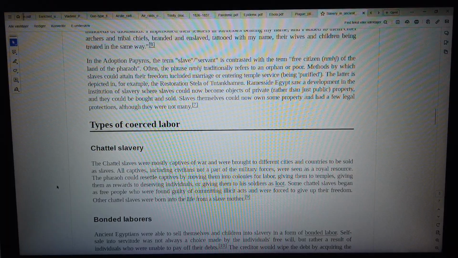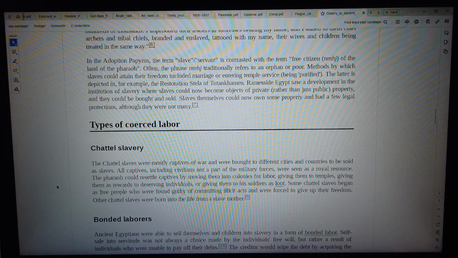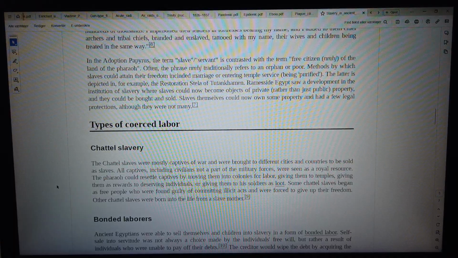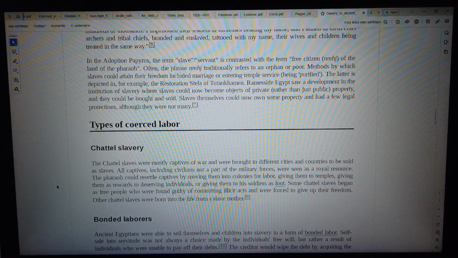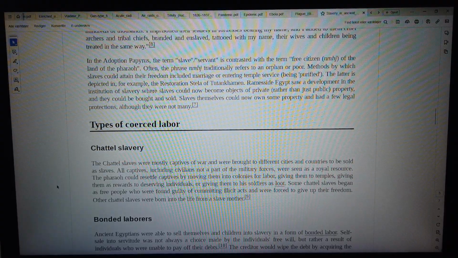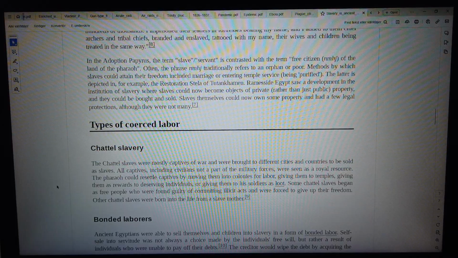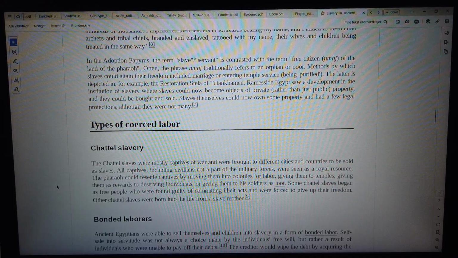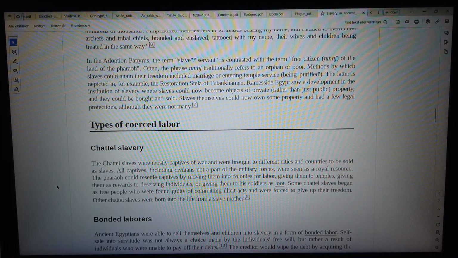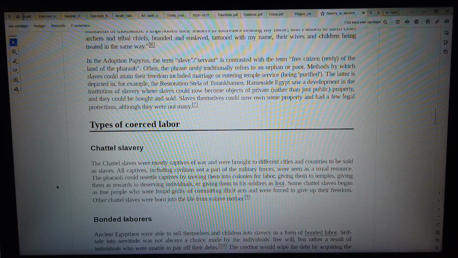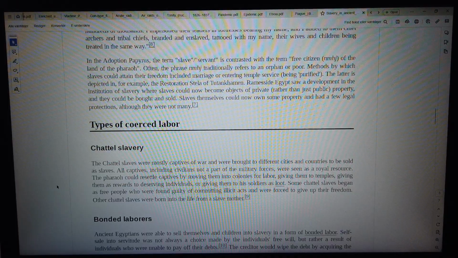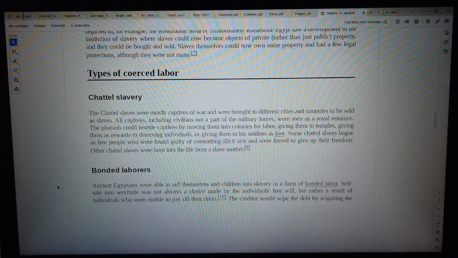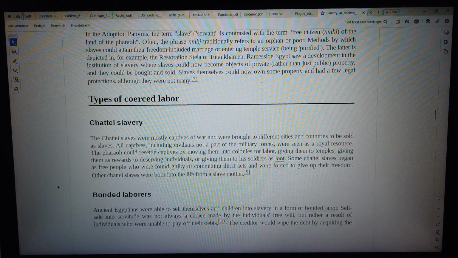Types of coerced labor. Chattel slavery. The chattel slaves were mostly captives of war and were brought to different cities and countries to be sold as slaves. All captives, including civilians not a part of the military forces, were seen as a royal resource. The pharaoh could resettle captives by moving them into colonies for labor, giving them to temples, giving them as rewards to deserving individuals, or giving them to his soldiers as loot. Some chattel slaves began as free people who were found guilty of committing illicit acts and were forced to give up their freedom. Other chattel slaves were born into the life from a slave mother.